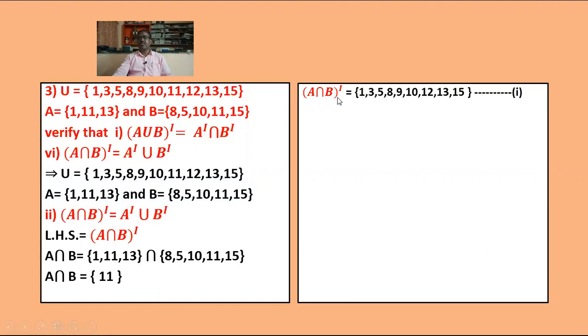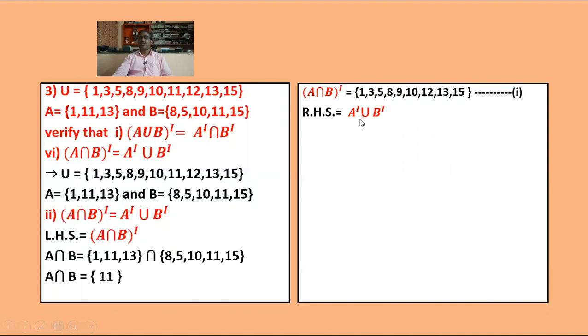The next, A intersection B complement. All elements in U but not in A intersection B. 11 हा घटक सोडून U मध्ये उर्वरित सर्व घटकांचा संच 1, 3, 5, 8, 9, 10, 12, 13, 15. This is the A intersection B complement set. We get equation number 1.